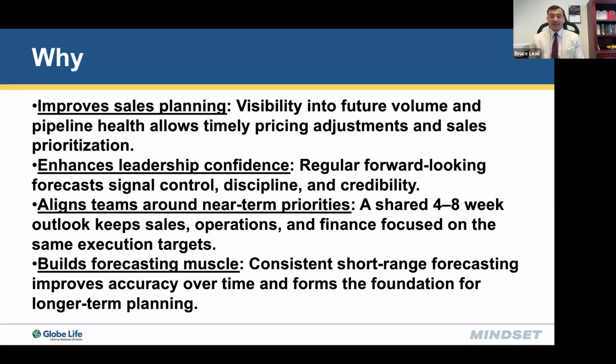which is growth. And then lastly, and this is my most favorite one, it builds that forecasting muscle. It's that consistent short-range thinking that improves your accuracy over time, and it starts to form a foundation for long-term planning. So once you get to that 1-year mark, that 2-year mark, because of all of the intentional forecasting you've done and studying the CRM, you start to build that instinct and ability to know how to plan and project based on what you have in your Epic.